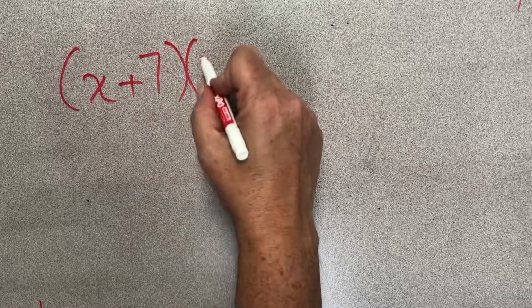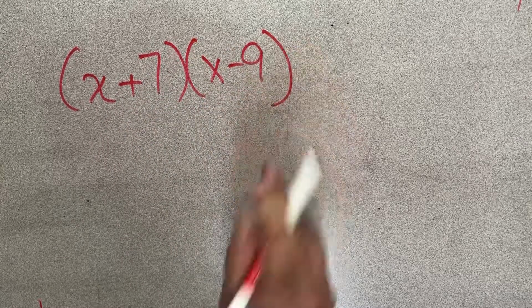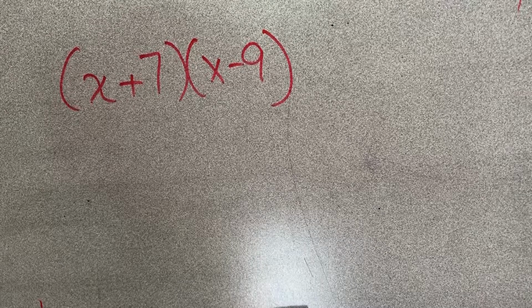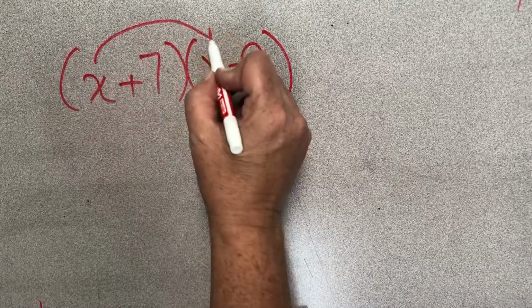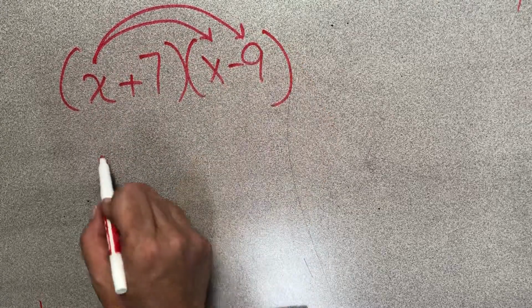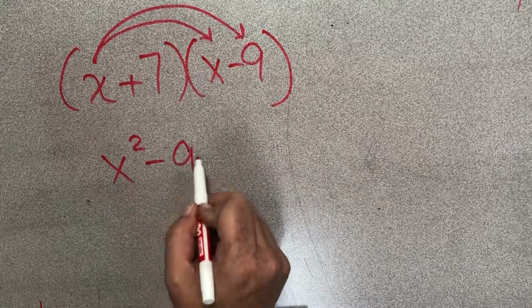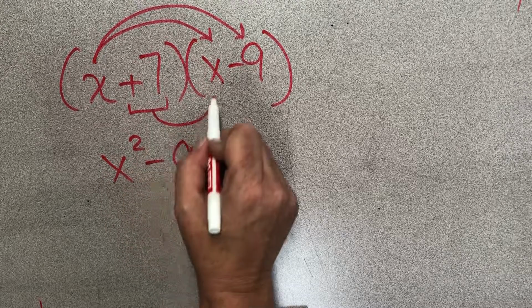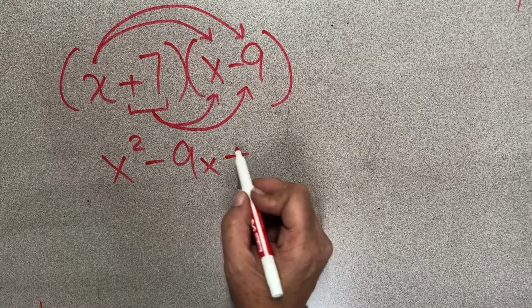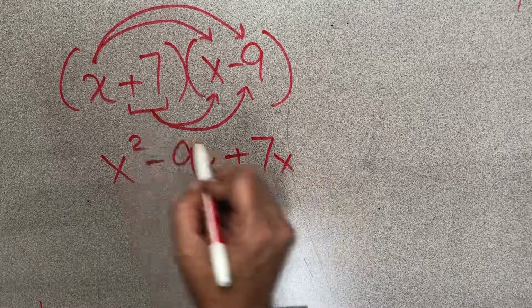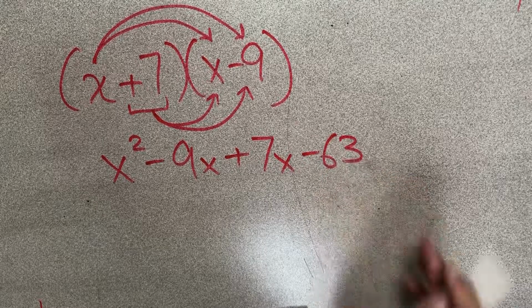So let's try the next one. I suggest you try the next two on your own, but I'll go ahead and put them here for your reference. Here's x plus 7 times x minus 9. Again, try this on your own first. Use the arrows, but I'll do it right here just so you can check your work. x times x, x times negative 9. Positive 7 times x, positive 7 times negative 9. Be careful of your signs and make sure everything gets a sign.